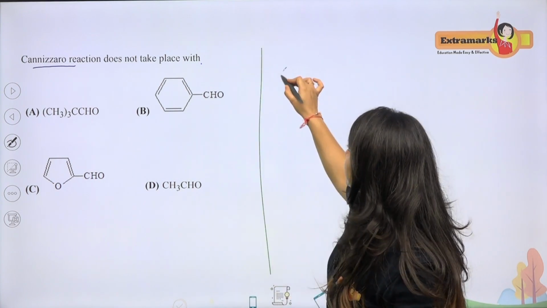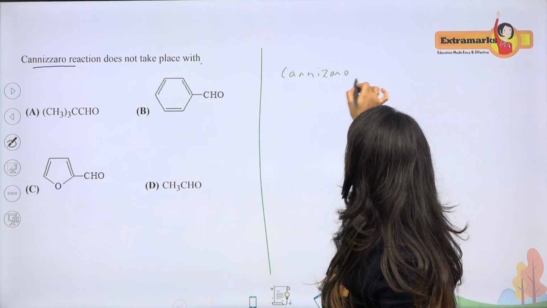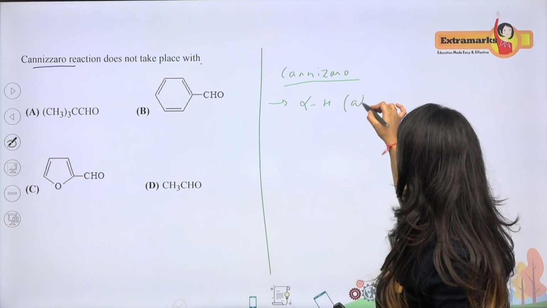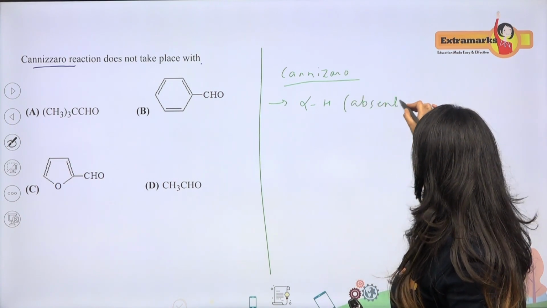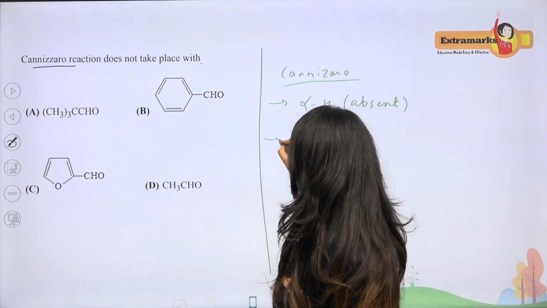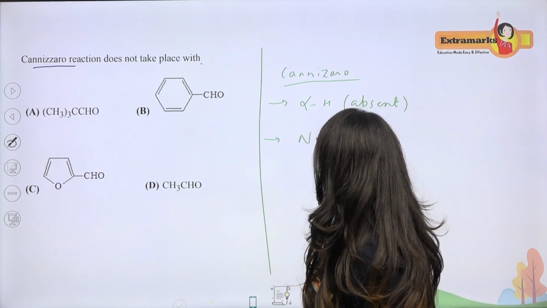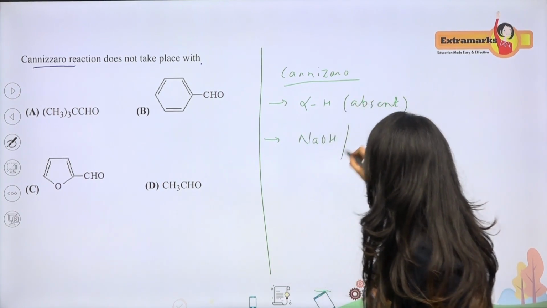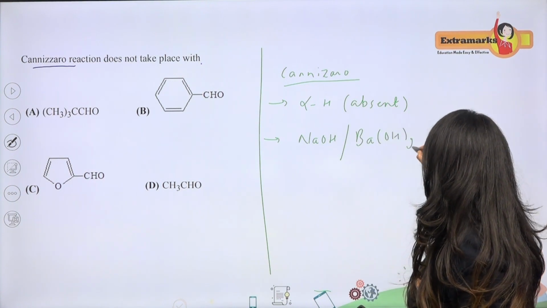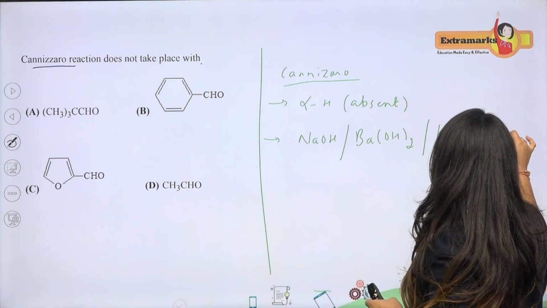Yes, for the Cannizzaro reaction, the first mandatory condition is that the compound should not have alpha hydrogens. Alpha hydrogen should not be present, okay? That is the first condition. After this, there is a need for a strong base like NaOH or KOH, and it should be concentrated. Barium hydroxide you can also use, KOH also you can use, okay? And they should be concentrated.